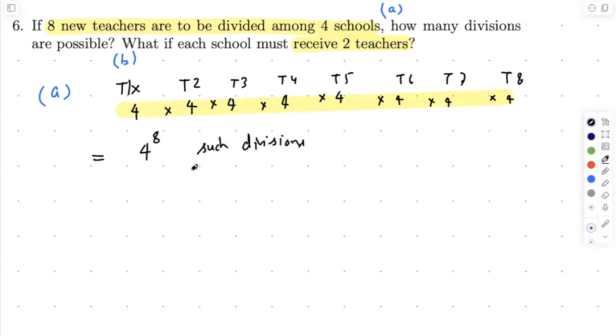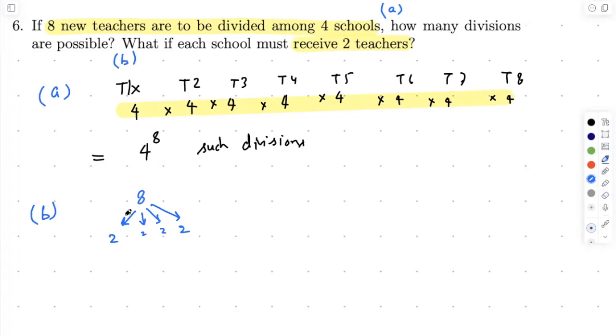Okay, there are 4 to the power 8 such divisions. I hope no issues are there. Every teacher has four possibilities where he can go. Now in the second case, part B, if each school must receive two teachers, that means out of eight, you need to divide them into groups of two, two, two and two. Every school must receive two there.